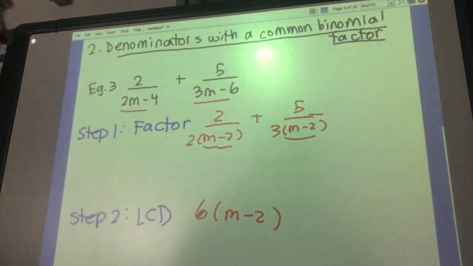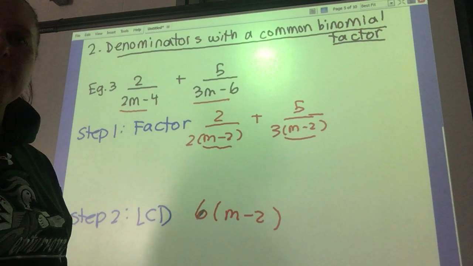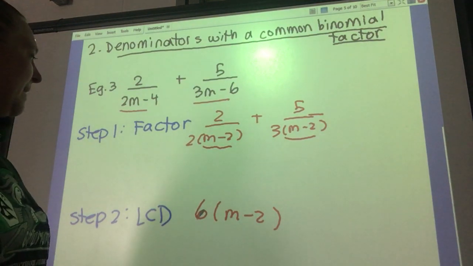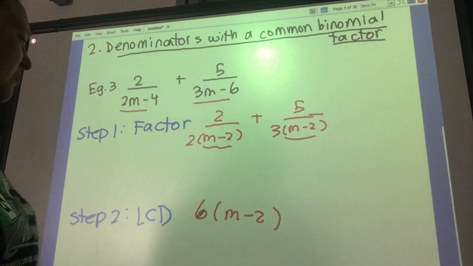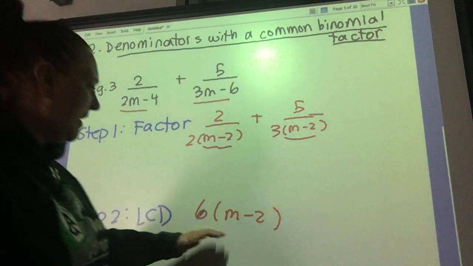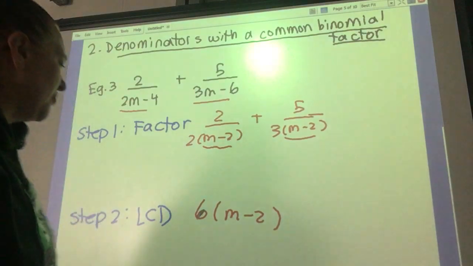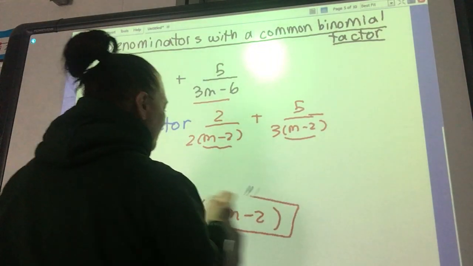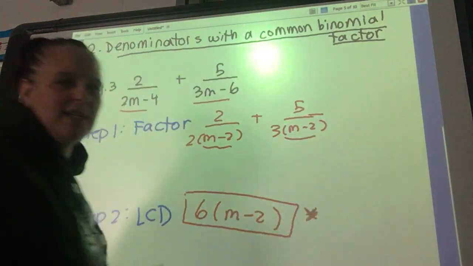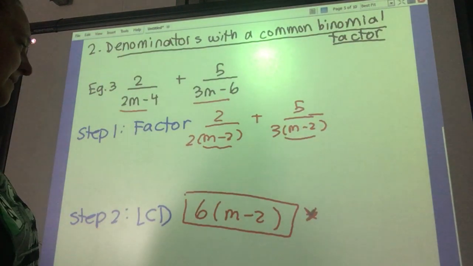So it's the same work you've done in previous years. I know in grade 10 math, we did a lot of work with GCF and we call it LCM, lowest common multiple, which would be the lowest common denominator. So again, we did talk about it last year, but now we're just involving some polynomials. So your LCD is 6 times m minus 2. That's going to be the toughest part of these examples. Just figure out what your LCD is.